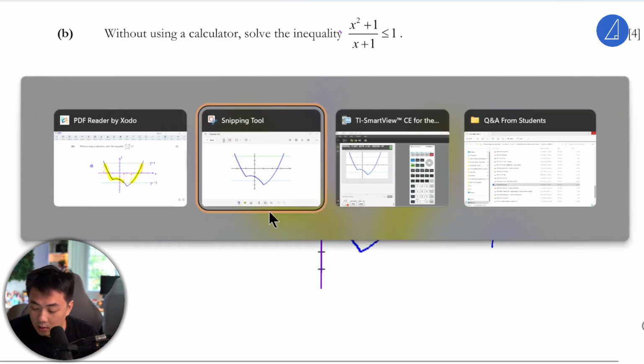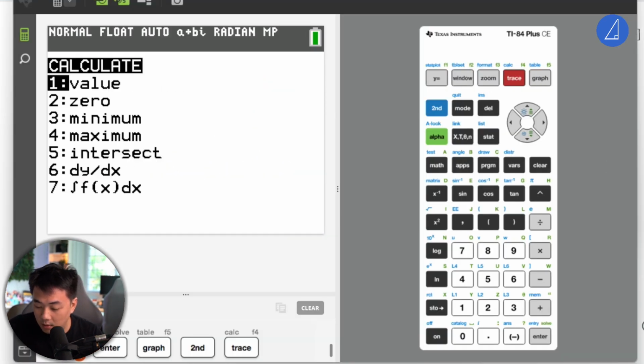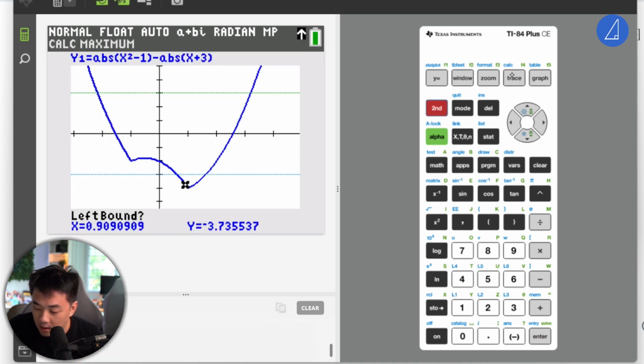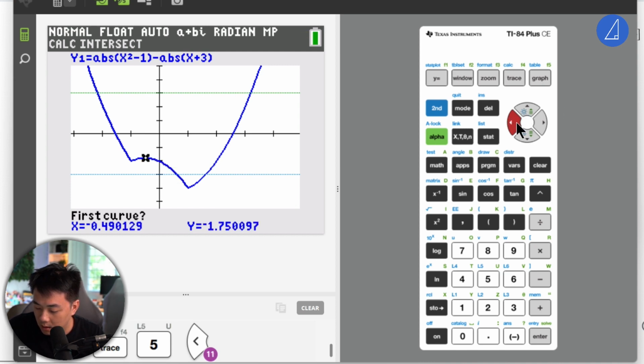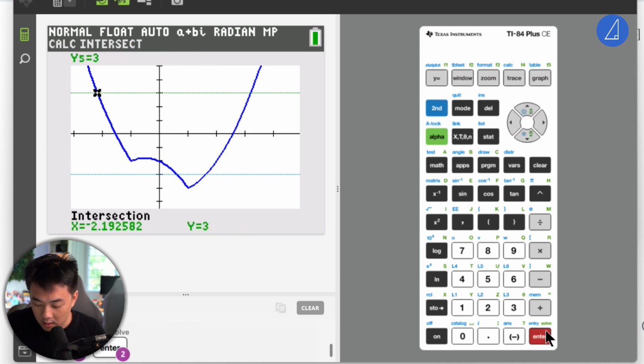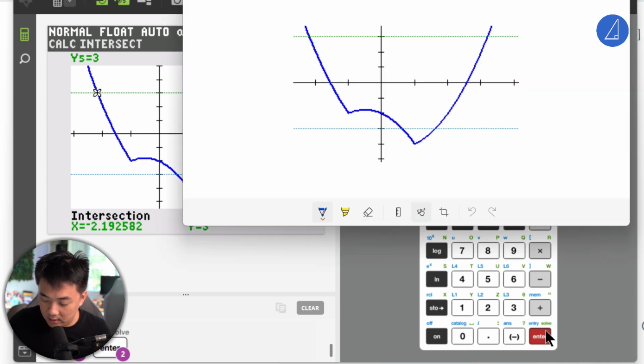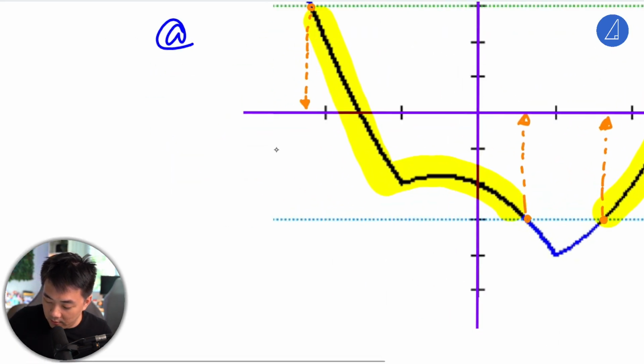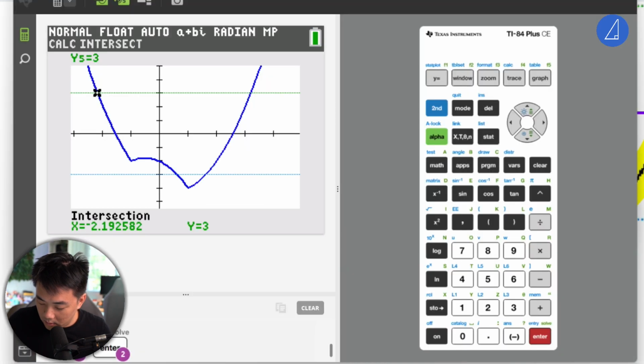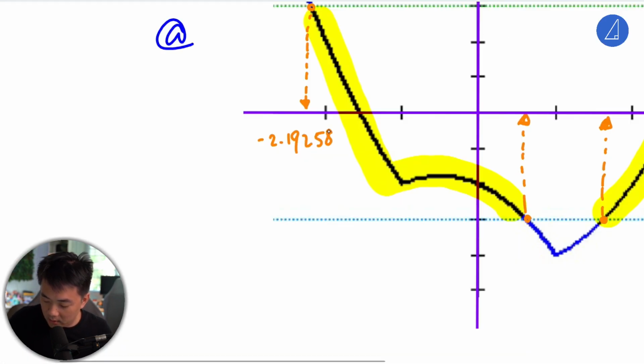So what I do is go to GC and find the intersection point. So calculate, number 5, intersect. Then just slowly go to the other side. So here, enter. Then scroll up to the green line, enter. That will be -2.1925. So this is negative 2.19258.